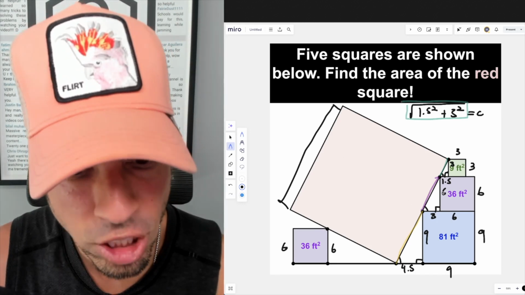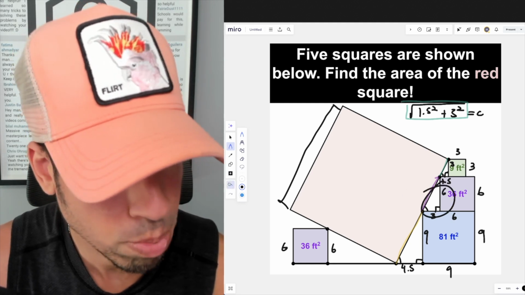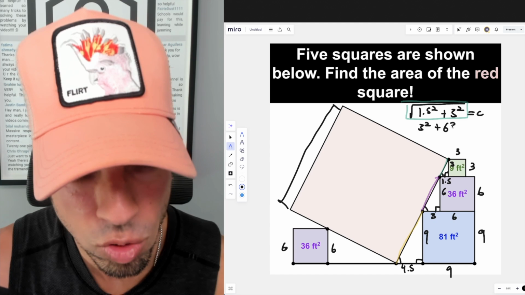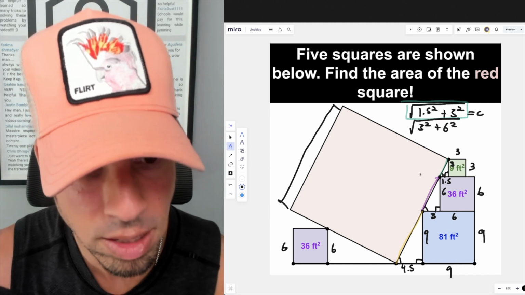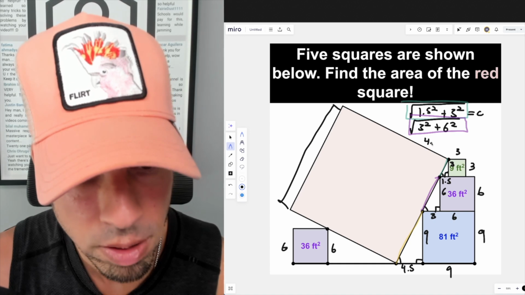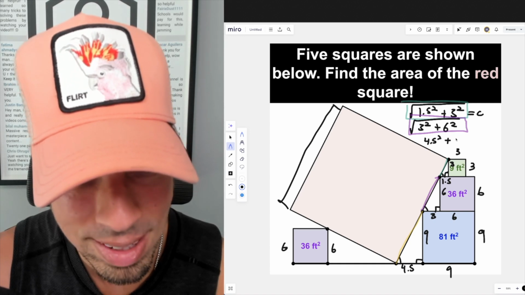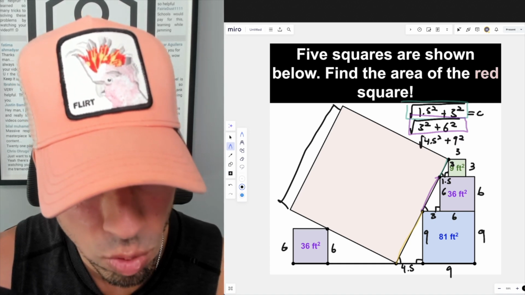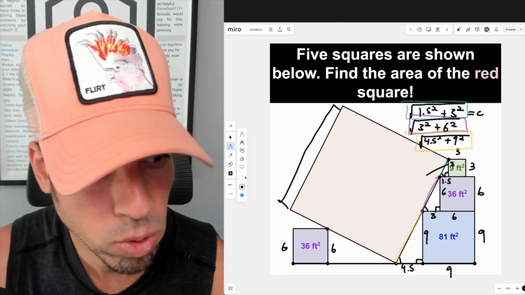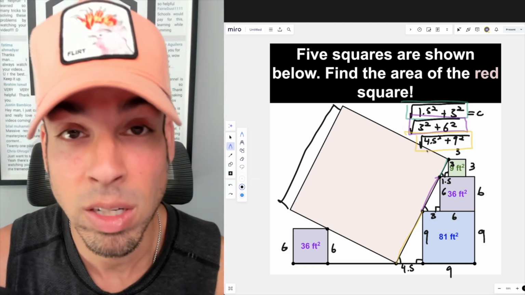Following that same logic to get the next one in purple, we're going to say 3 squared plus 6 squared, and we're taking the square root of that. And last but not least, for this color, we're gonna have 4.5 squared plus 9 squared, and we're taking the square root of that. Now, if we add all these together, we're gonna have the full side length, and then to get the final area, we're gonna square that value.